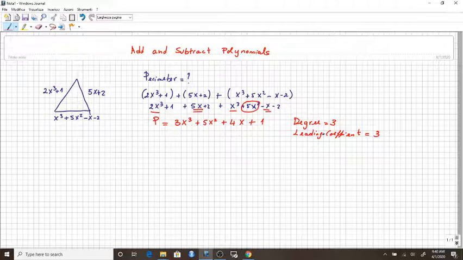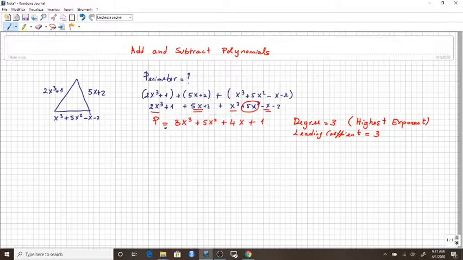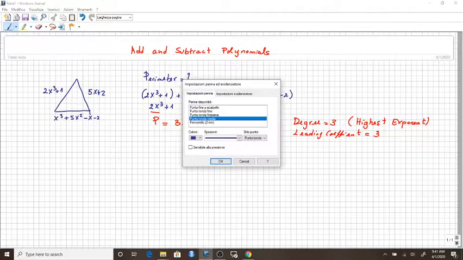So what do the degree and the leading coefficient represent, and why are they important? Well, the degree is the highest exponent. If you look at this polynomial function, the highest exponent is a 3. So we have this 3 here, that's the highest exponent, that's the degree. And then the leading coefficient represents the number in front of the highest degree term.